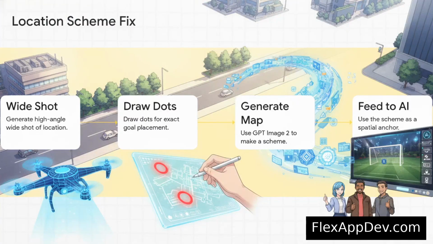The way you execute this is actually brilliantly simple. Step 1, you generate a high-angle, wide shot of your street. Step 2, you open up literally any basic drawing app and just slap 2 dots down exactly where you want those goals to sit. Step 3, feed that messy doodle into GPT Image 2 and ask it to create a formal location scheme. It'll spit out a proper production-style map with distances and orientations. Finally, Step 4, feed that map right back into your video generator as an anchor. Just like that, the goal's locked perfectly into place for every subsequent shot. As the saying goes, a map beats a paragraph every single time.